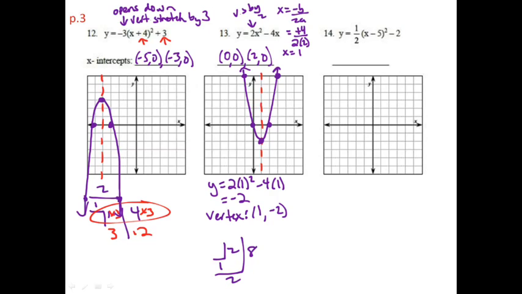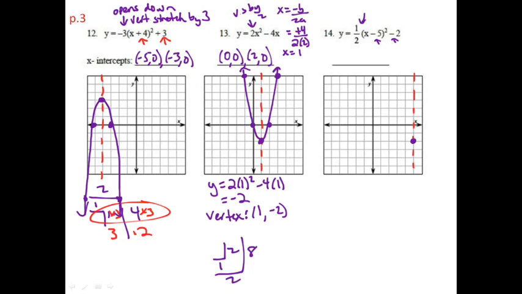Let's look at one last graph and find those solutions. For number 14, if we have y equals 1/2 times x minus 5 squared minus 2. So we're going to go to the right 5, down 2. So to the right 5, there's our axis of symmetry. And then down 2, here's our vertex.